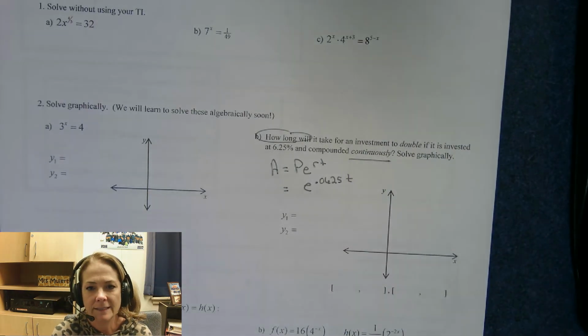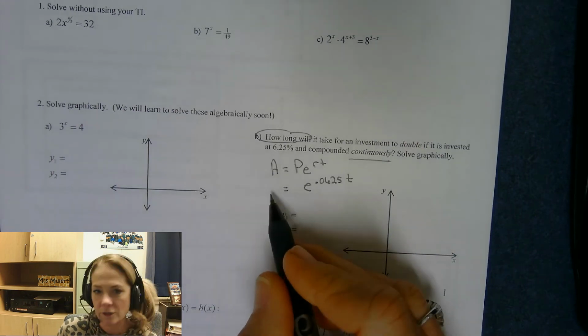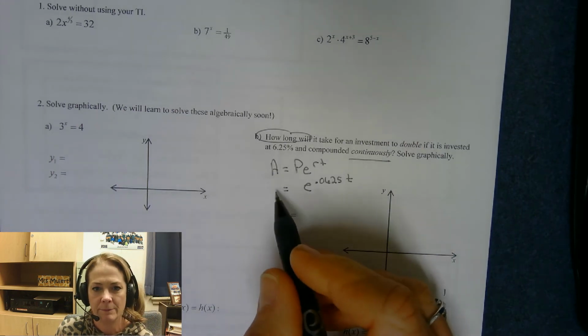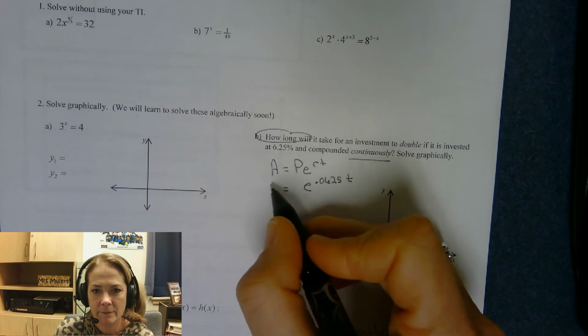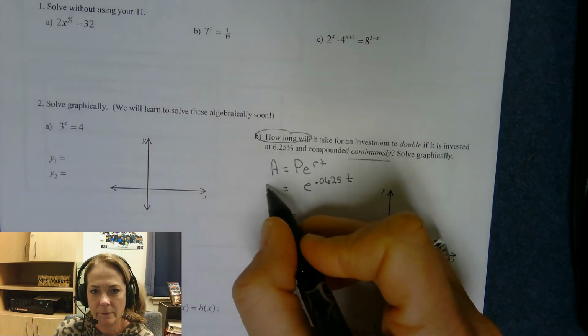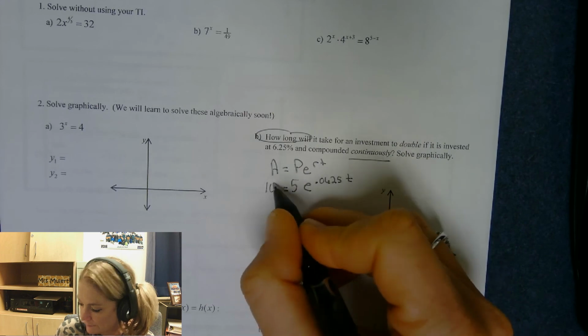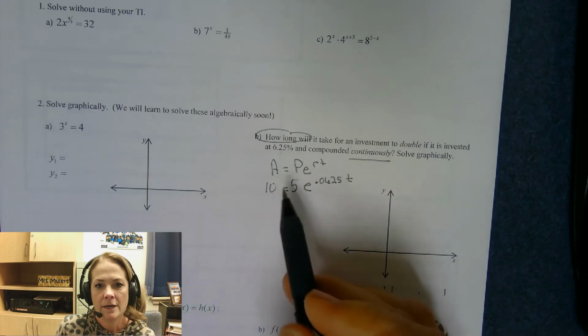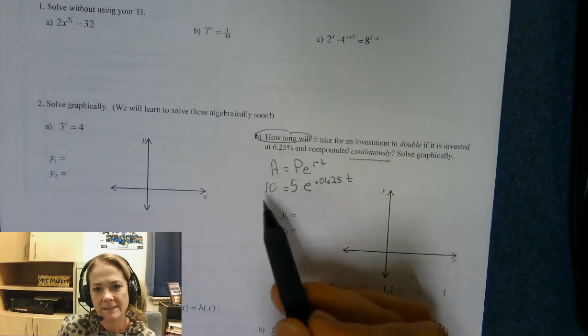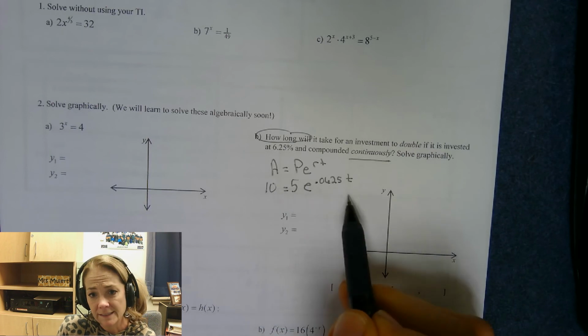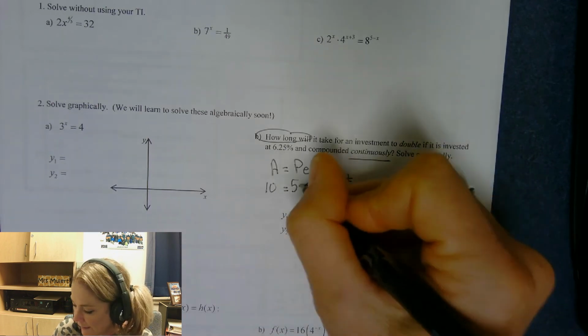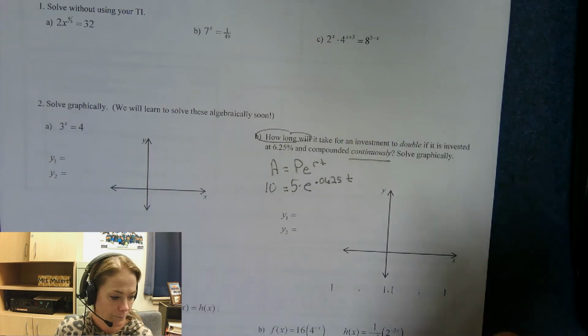Okay, so how long will it take for an investment to double if it's invested? So you've got this A and P. I'm going to talk you through this hypothetically. So let's say we had $5, and we wanted to double it, and we wanted it to go to 10. Your first step here would be to divide both sides by 5. And when you divide this side by 5, because this is just being multiplied, and this side by 5, you're going to get 2. Okay?